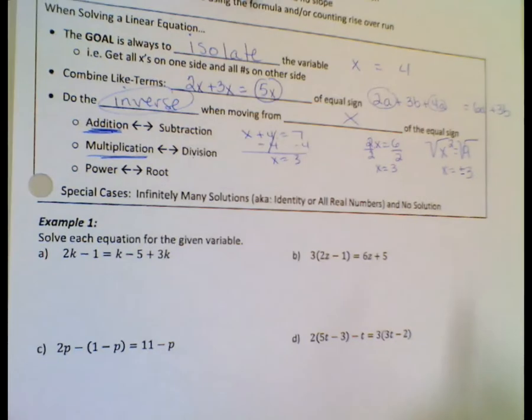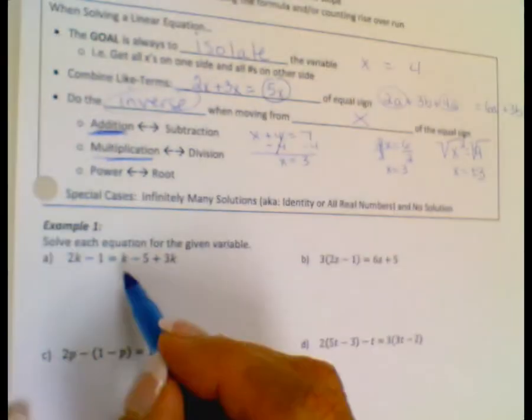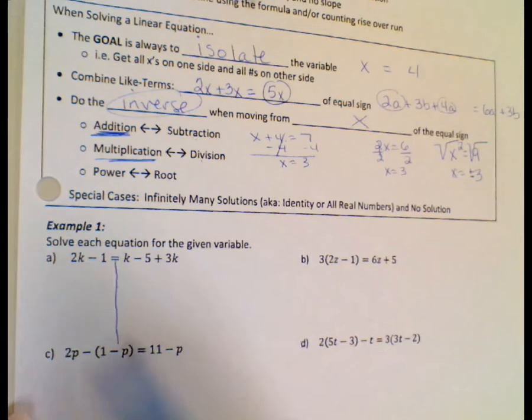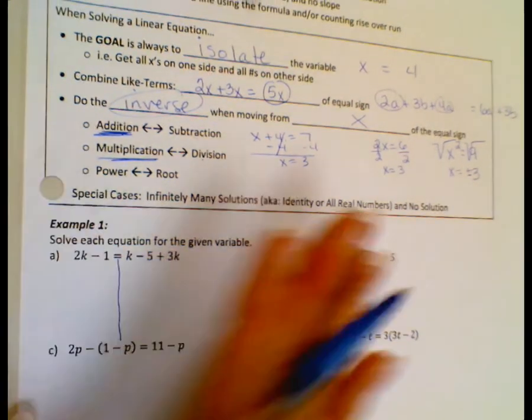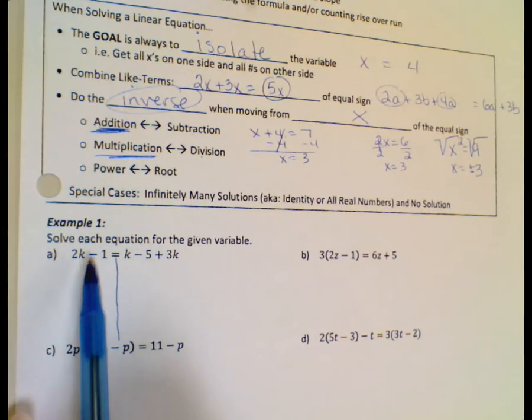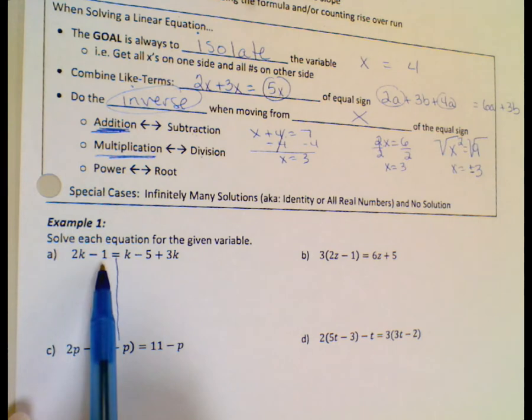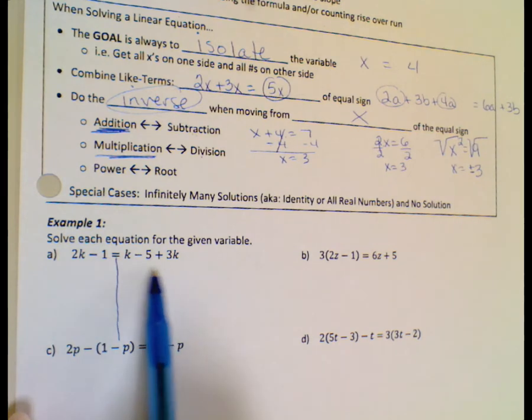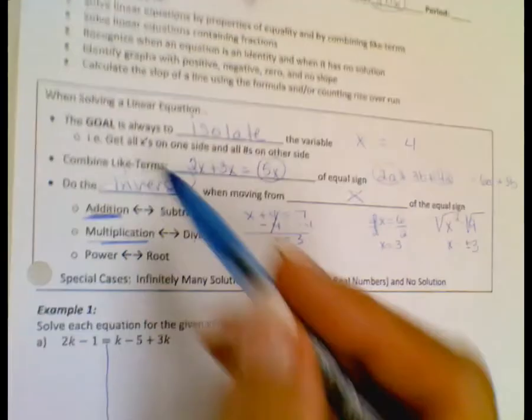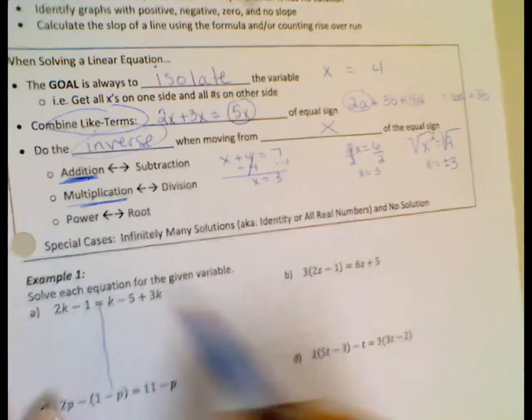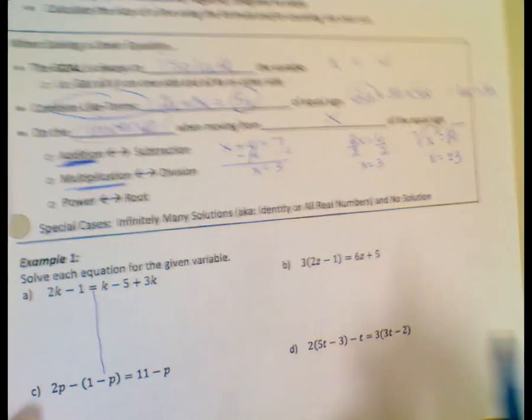So let's go to example 1a. What you have here is your equal sign. What I like to do is always put a line down like this, so you have the left side and the right side. On the left side, you cannot combine like terms. But on the right side, you are going to combine like terms. That's what we said up here: combine like terms. So if they're on the same side, you're going to combine.